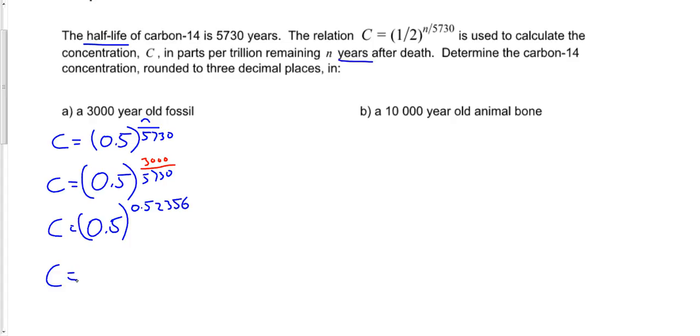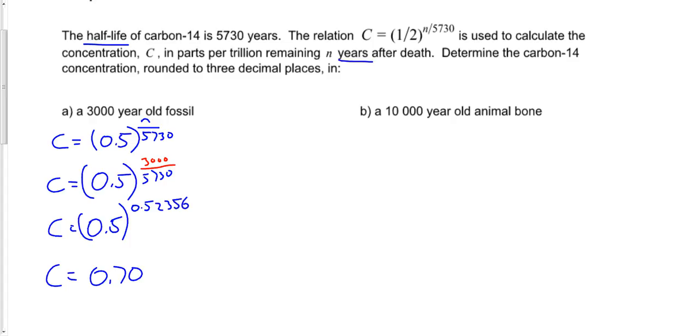So in this case, if I go through and do the calculation, I take my base of 0.5 and raise it to the exponent 0.52356, and it's going to tell me my concentration is 0.69. Okay, actually I can round that up to 0.7. Okay, so my concentration is 0.7 after 3,000 years.